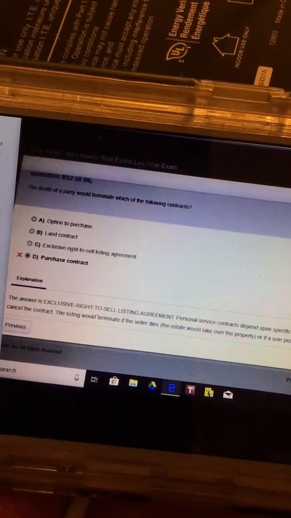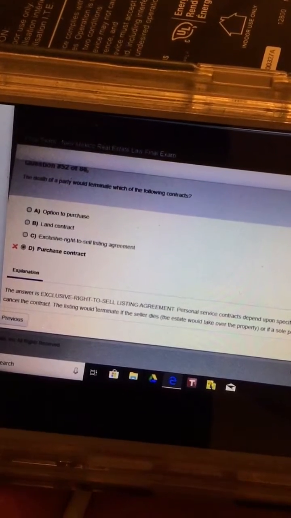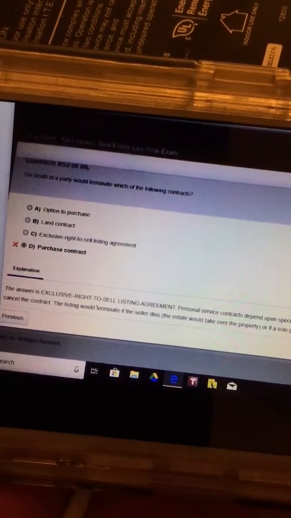The death of a party would terminate which of the following contracts? A, option to purchase. B, land contract. C, exclusive right to sell listing agreement. Or D, purchase contract.